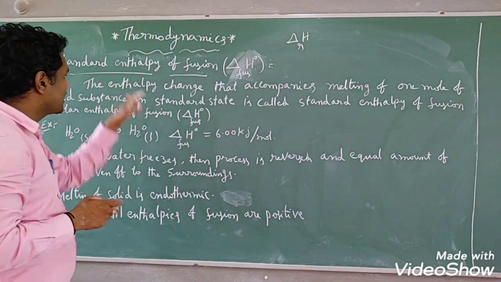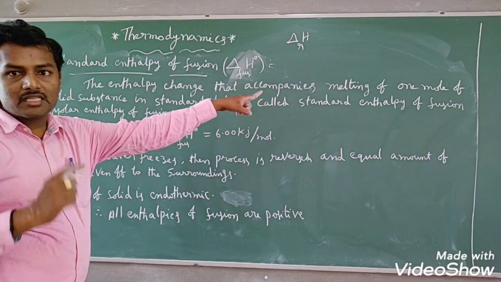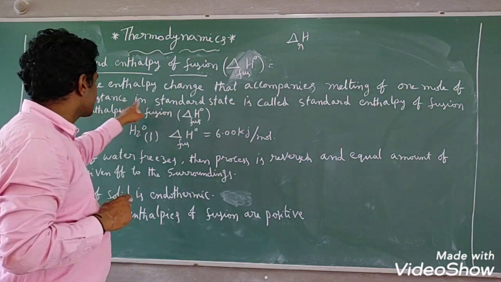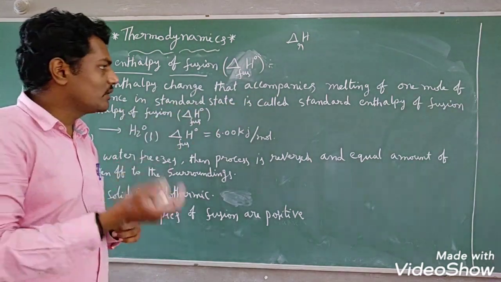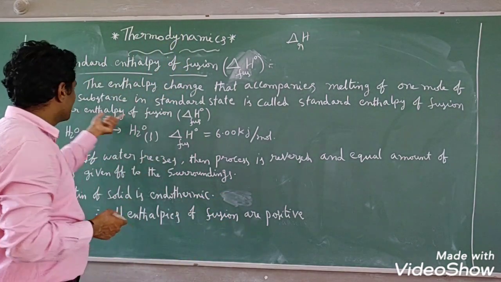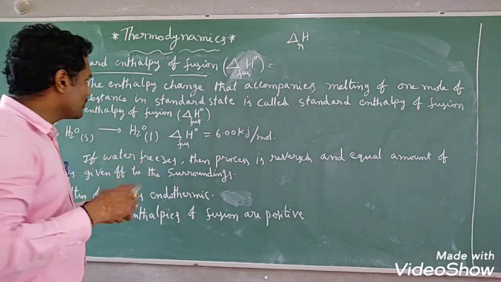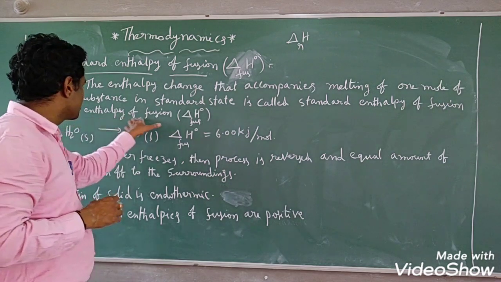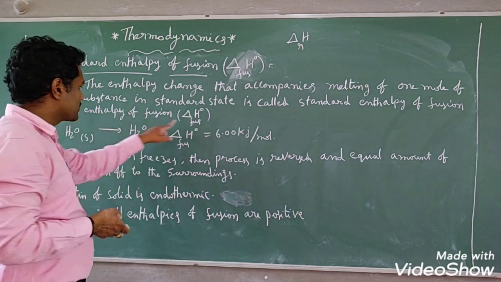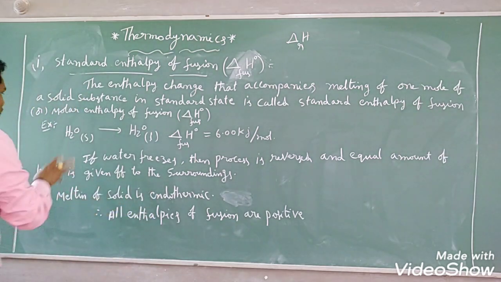So now you see, what is the meaning of standard enthalpy of fusion? The enthalpy change that accompanies melting, where solid is converted into liquid. Melting of 1 mole of a solid substance in standard state is called the standard enthalpy of fusion, students. It is also called molar enthalpy of fusion. For 1 mole we are going to calculate, and that's why we also call it molar enthalpy of fusion. The symbol is the same, delta H naught FUS.